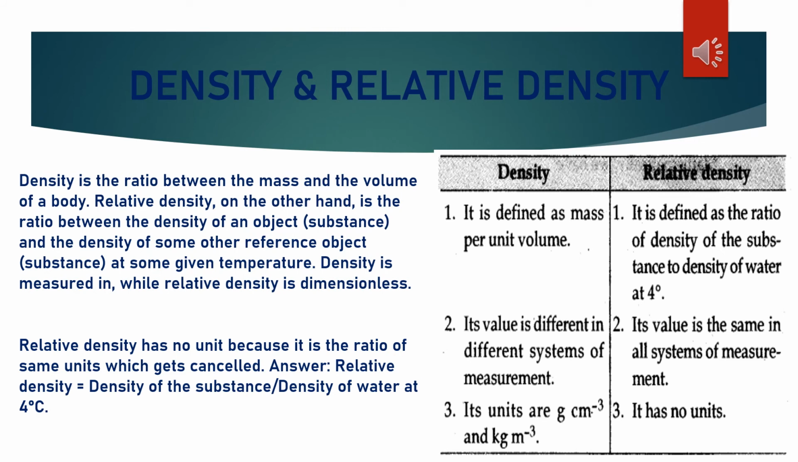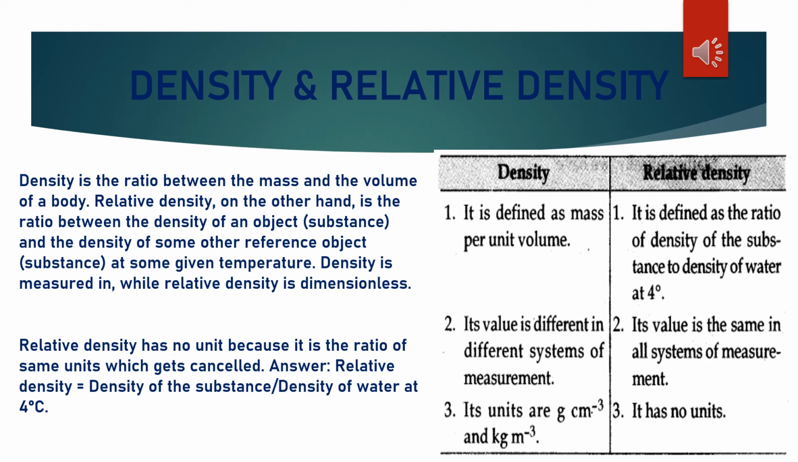So density of a substance is its mass per unit volume. Thus, density rho is equal to mass by volume, or m by v. Its SI unit is kg per meter cube and CGS unit is gram per centimeter cube. Relative density of a substance is the ratio of the density of the substance to the density of pure water at 4 degrees Celsius. So you can say relative density of a substance is equal to density of the substance divided by density of pure water at 4 degrees Celsius.